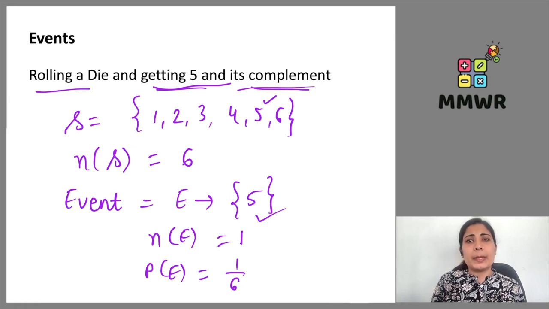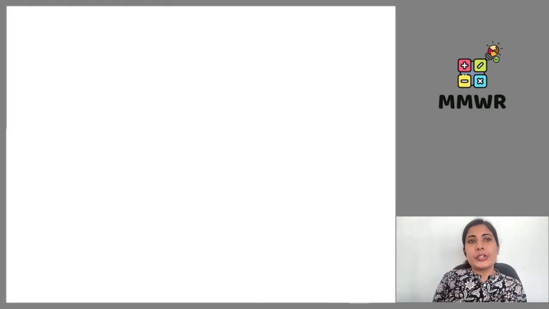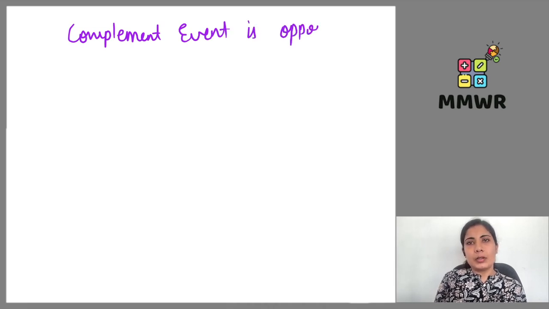Now what is the complement? Complement means, we were just discussing getting 5. So the complement of this event will be getting not 5. We should not get 5. Earlier we wanted the probability of the chances of getting 5. Now we want to find the probability of the chances of not getting 5. Okay? Does not get 5. So the complementary event is just the opposite of the given event. Complement event is the opposite of the given event.